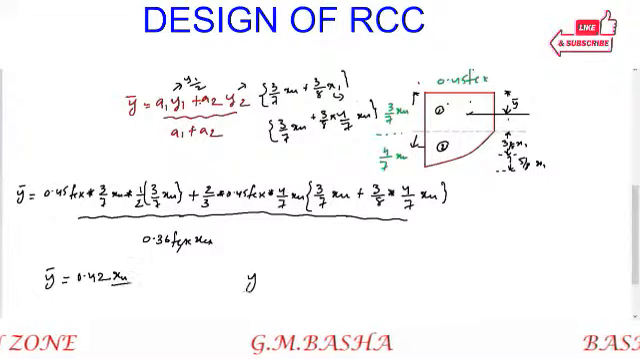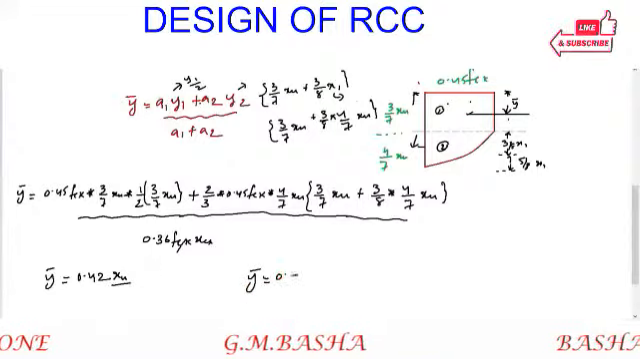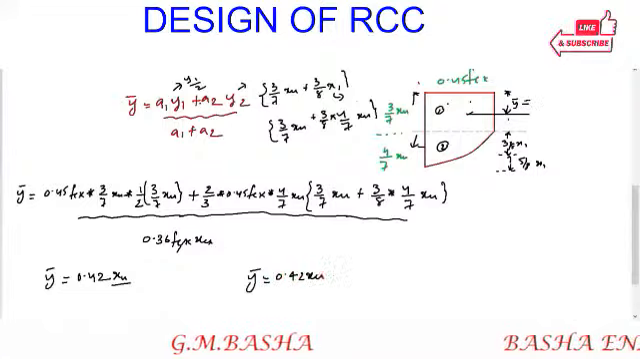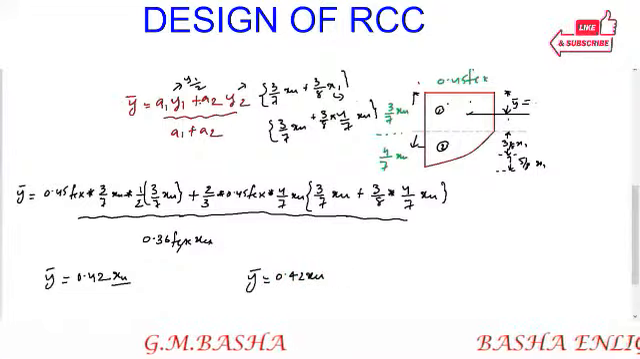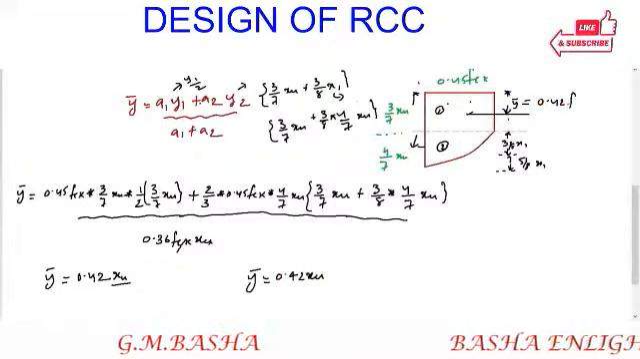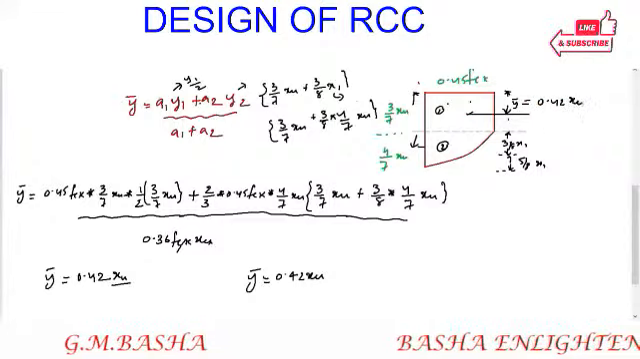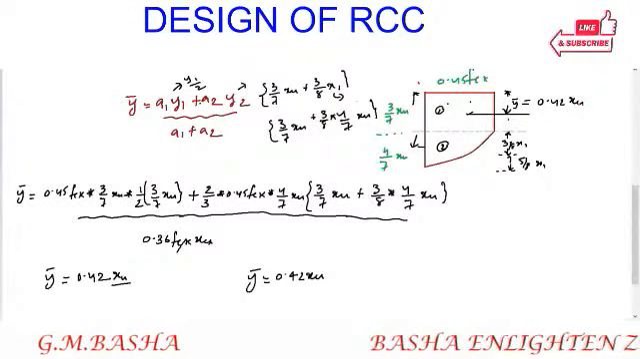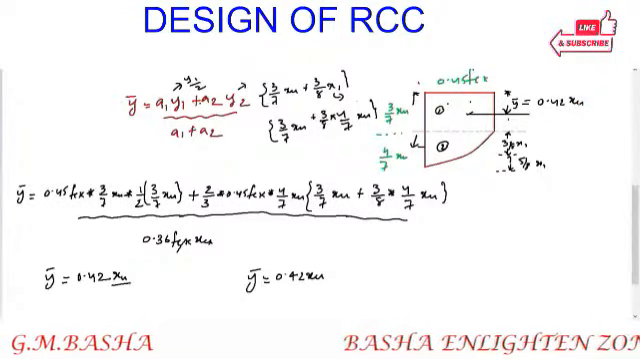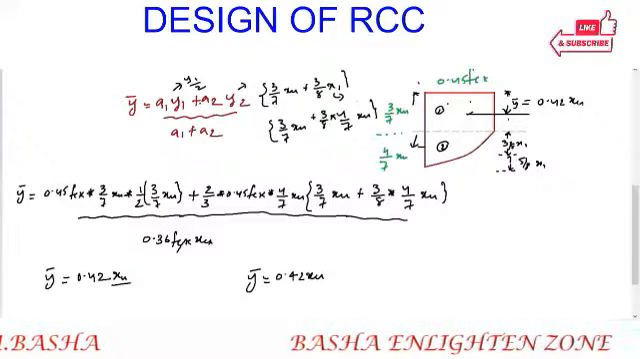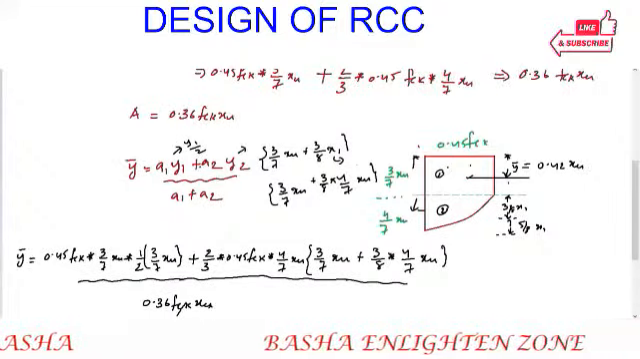So totally y bar will be equal to 0.42 xu, meaning the distance of the centroid of the stress block from the top fiber will be equal to 0.42 xu. Please remember this value. Based on this only you will get the moment formulas, all the things. I will explain that also in the next part.